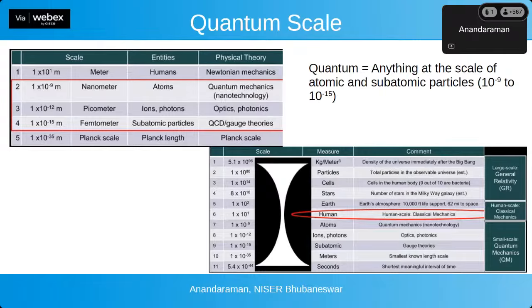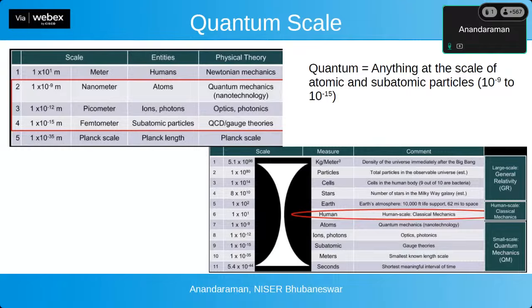So what is quantum? Quantum means the size of the particle. If something is at 10 power minus 9 to 10 power minus 15, that is called a quantum particle. What are the quantum particles? Atoms, ions, photons, subatomic particles like positrons, quarks, everything is quantum. Anything at the scale of atomic and subatomic particles is called quantum, 10 power minus 9 to 10 power minus 15.